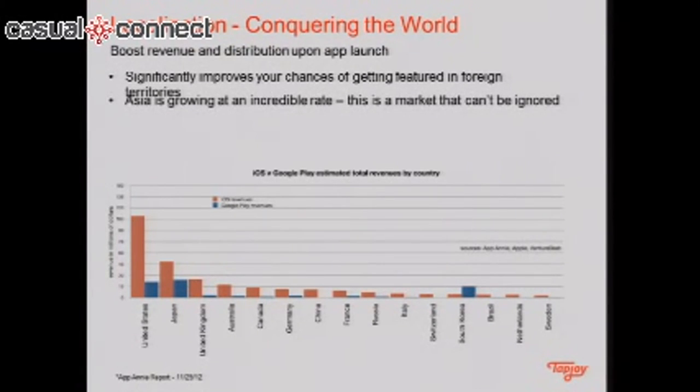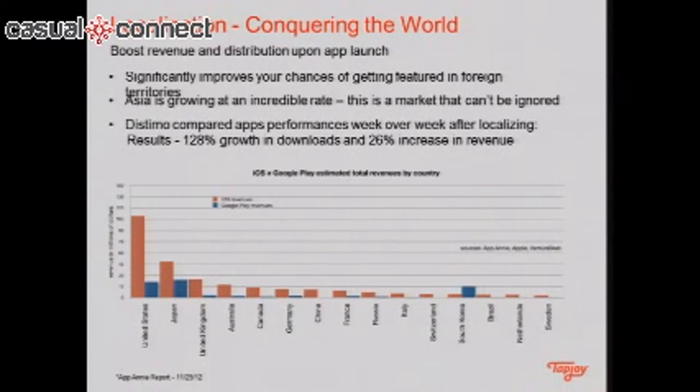Obviously, Asia is growing, and South Korea especially, as well as Japan. So Distimo looked at apps week over week: an app that was live in a foreign market prior to being localized and an app that was live in a foreign market after being localized. What they saw was a 128% increase in downloads and a 26% increase in revenue. So imagine that 26% increase in Japan, a 26% increase in South Korea, 26% increase in Germany, France, Russia. It adds up over time to a lot of money.